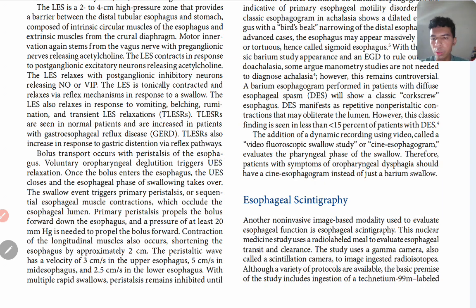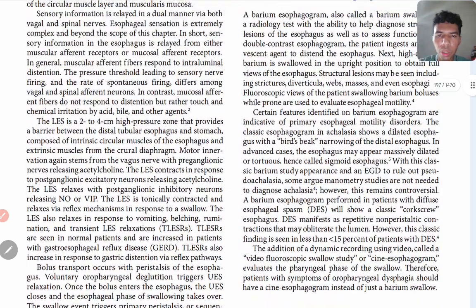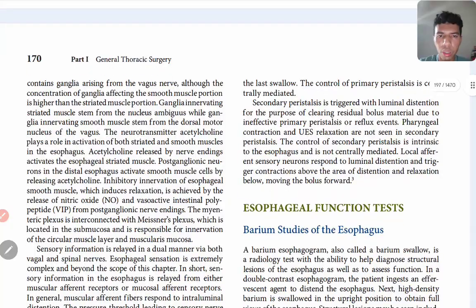the bolus forward down the esophagus, and pressure of at least 20 mm Hg is needed to propel the bolus forward. Contraction of longitudinal muscle also occurs, shortening the esophagus by approximately 2 centimeters. The peristaltic wave has a velocity of 3 centimeters per second in the upper esophagus, 5 centimeters per second in the mid-esophagus, and 2.5 centimeters per second in the lower esophagus. With multiple rapid swallows, peristalsis remains inhibited until the last swallow.